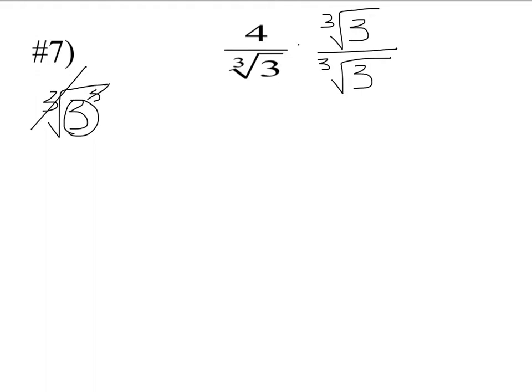But if I just multiply by the cube root of 3, then what's going to happen is I'm going to get 4 cube roots of 3 over the cube root of 3 squared.